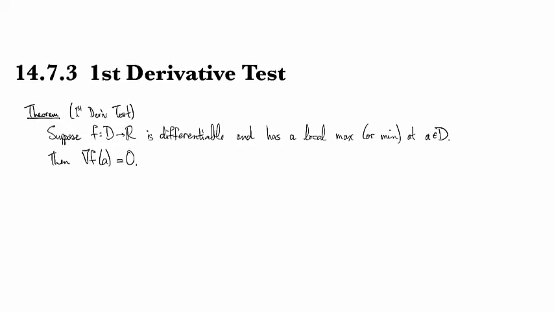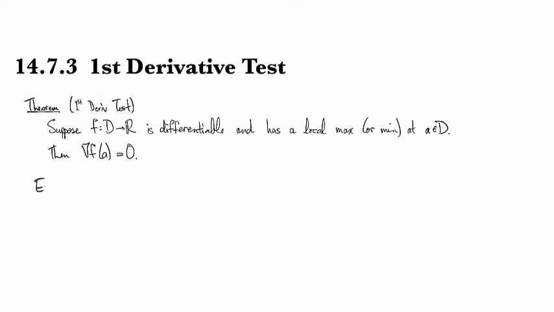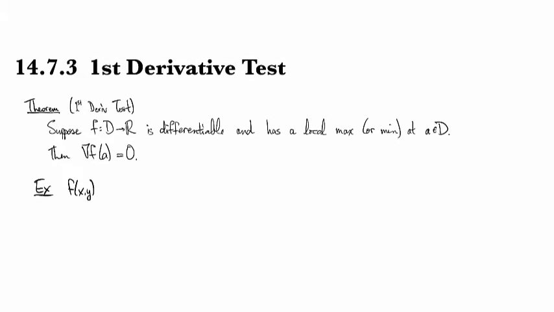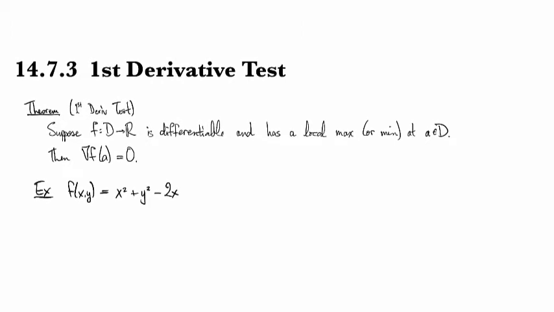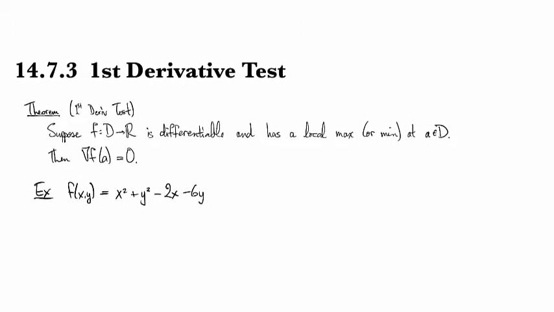Now here's how we use it to find the maximum or minimum of a function. Let's take our function to be a quadratic polynomial in x and y. So it's got degree 2. It'll be x squared plus y squared minus 2x minus 6y plus 14.